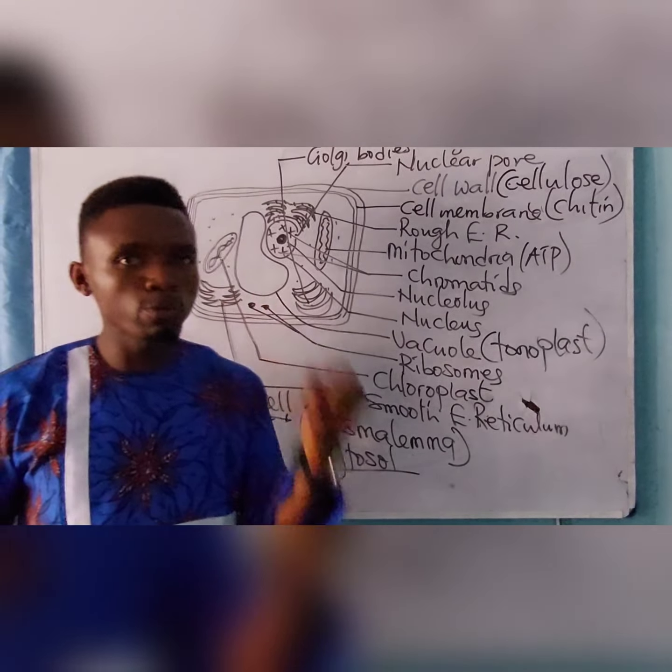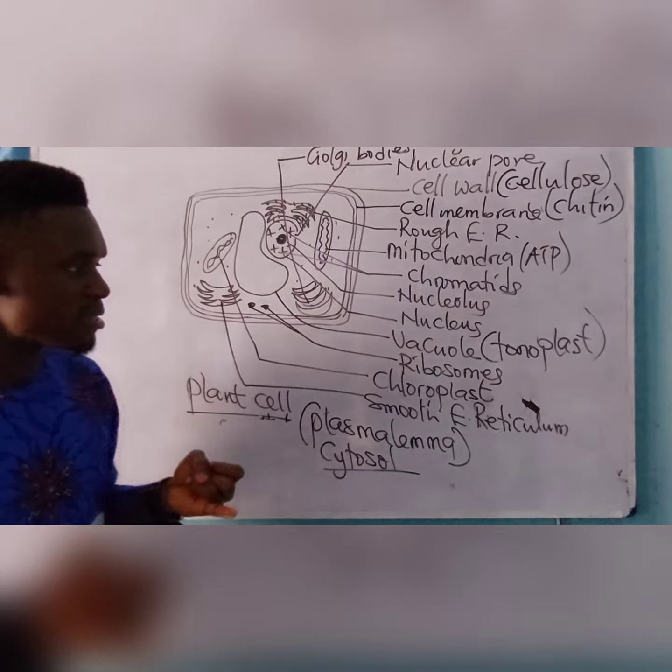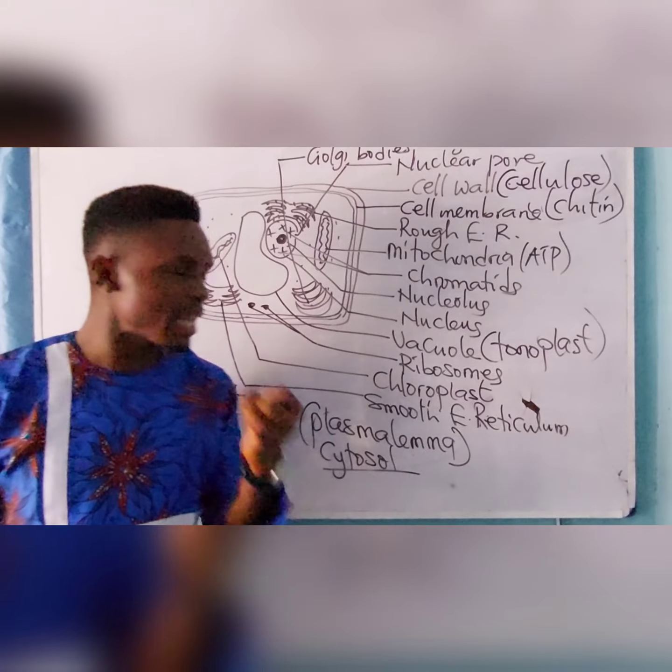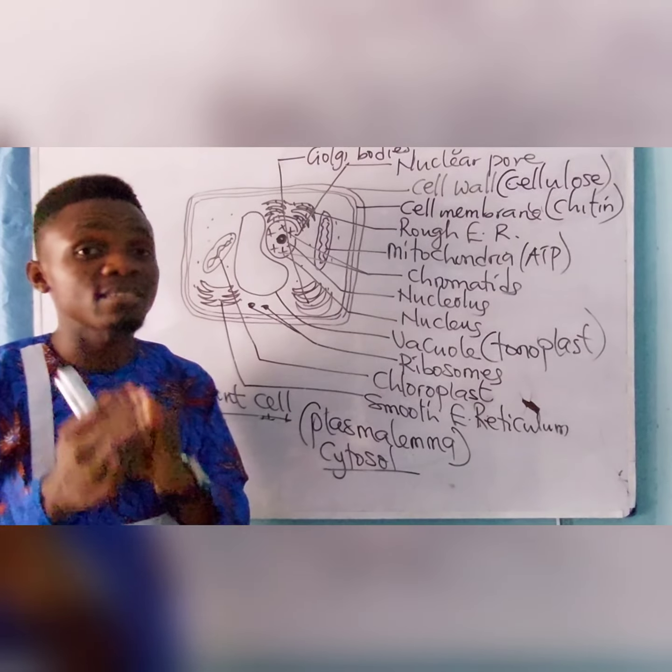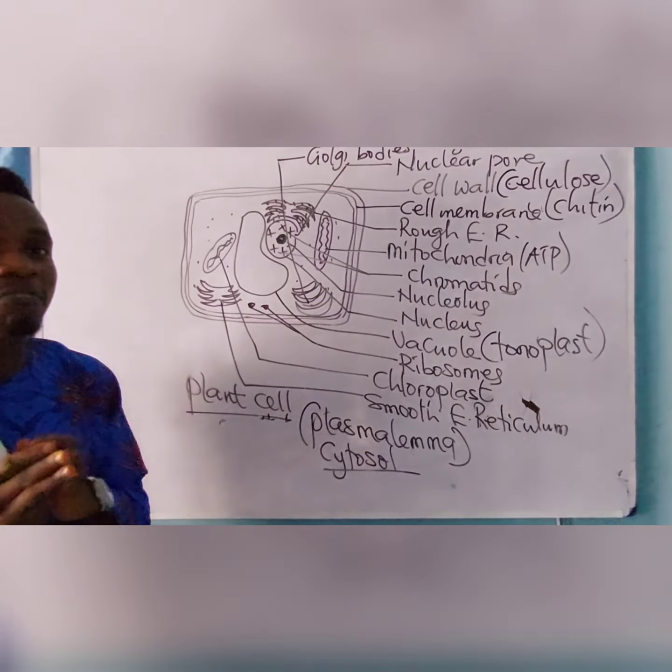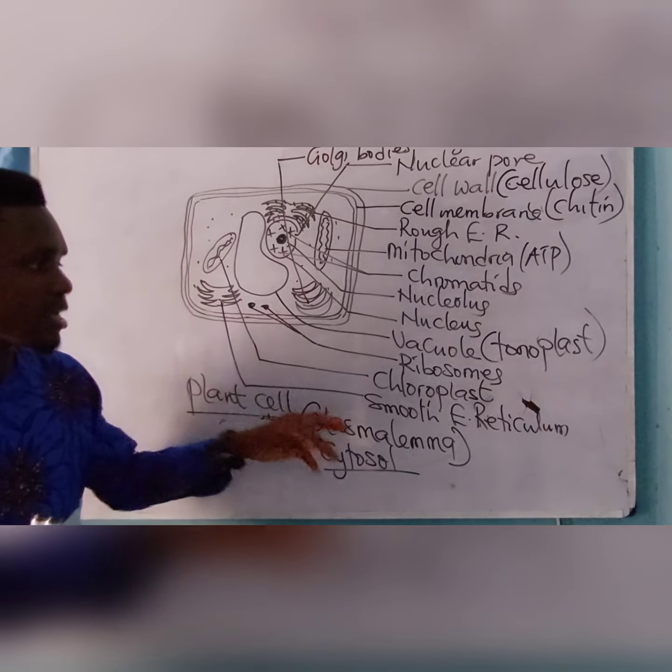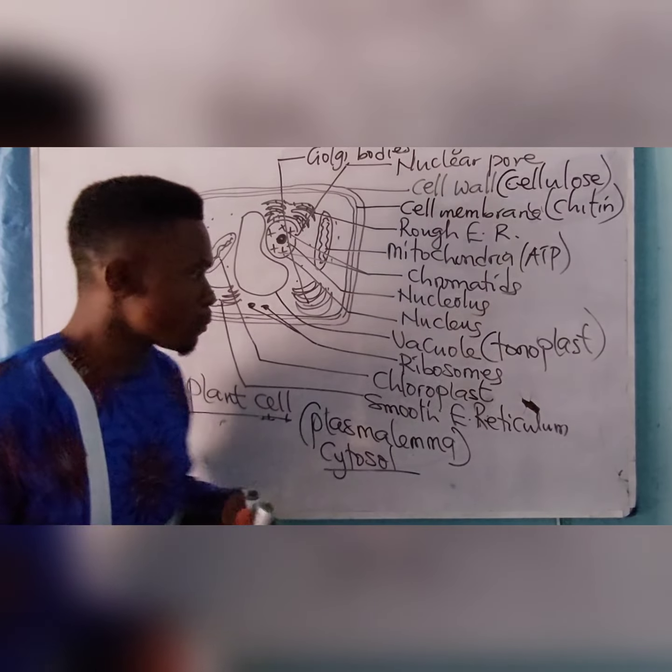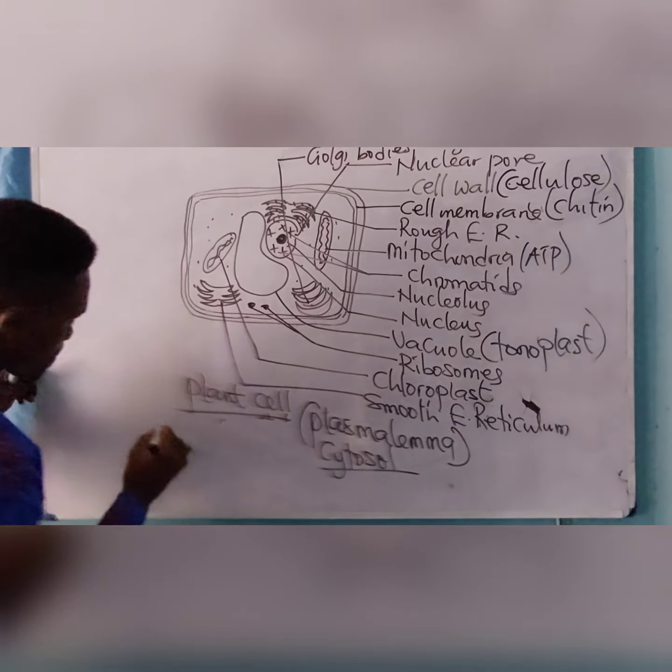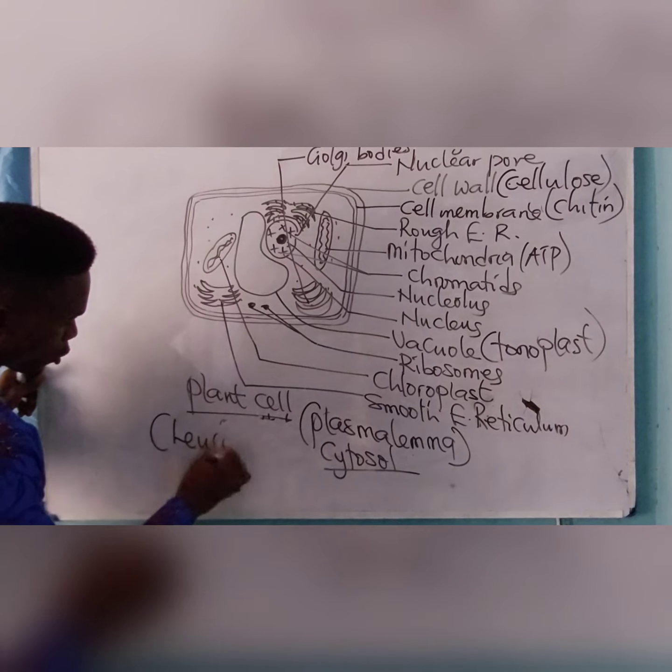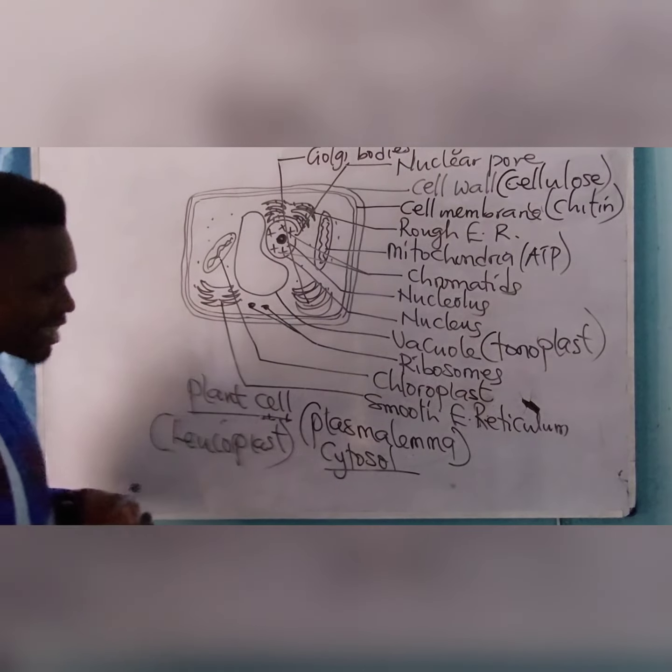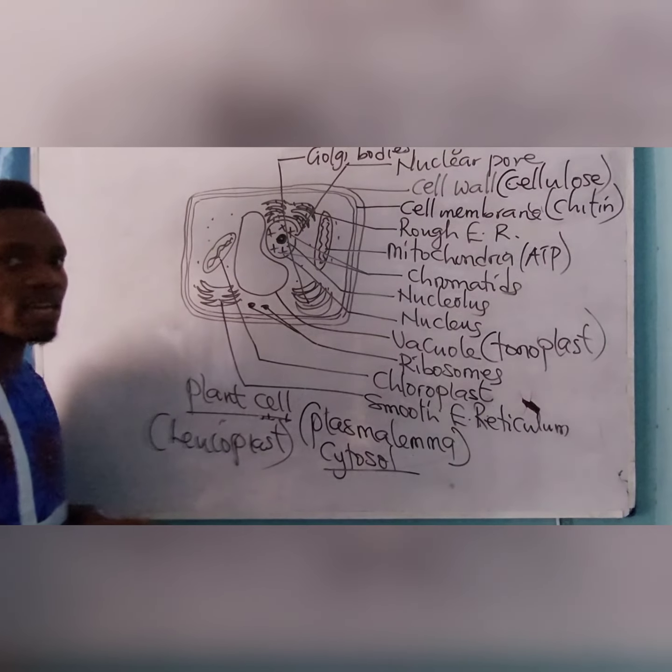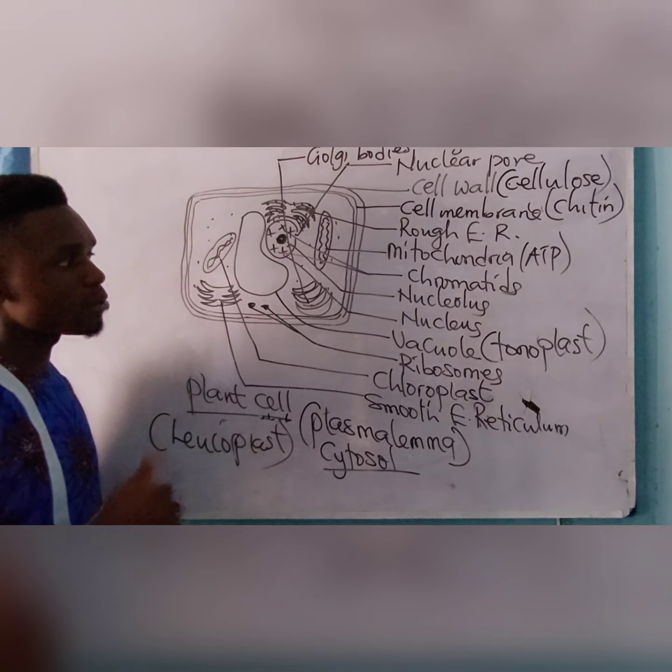Now we have the leucoplast. The leucoplast is a colorless plastid where fats, starch or lipids are found stored in a plant. Let me write it out, please. Leucoplast. The leucoplast of a cell is the colorless plastid where starch or lipids are found stored.